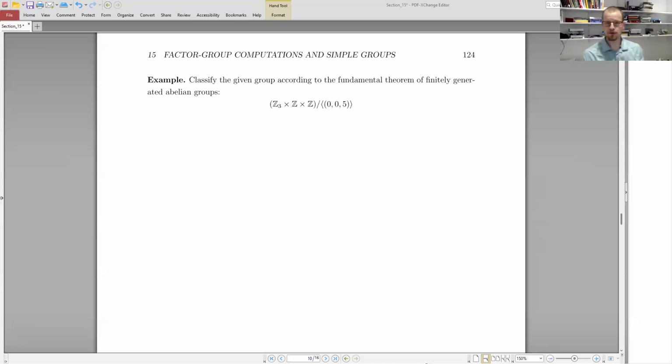Welcome to the office. We want to take a look at an example today of classifying a factor group according to the fundamental theorem of finitely generated abelian groups. And this example should look a little bit familiar to some examples that we've already seen.